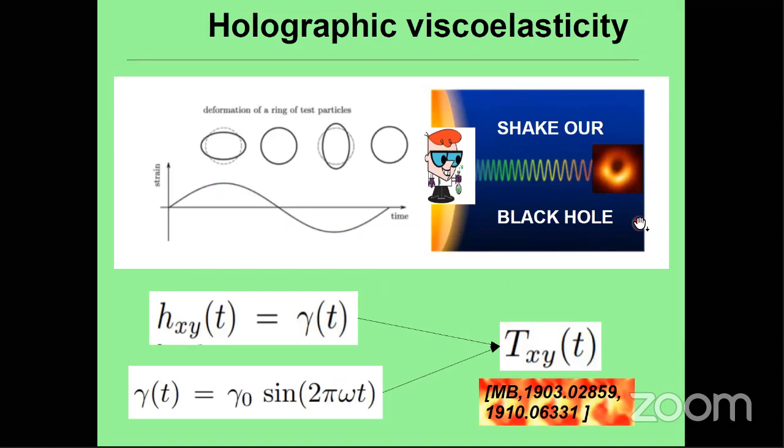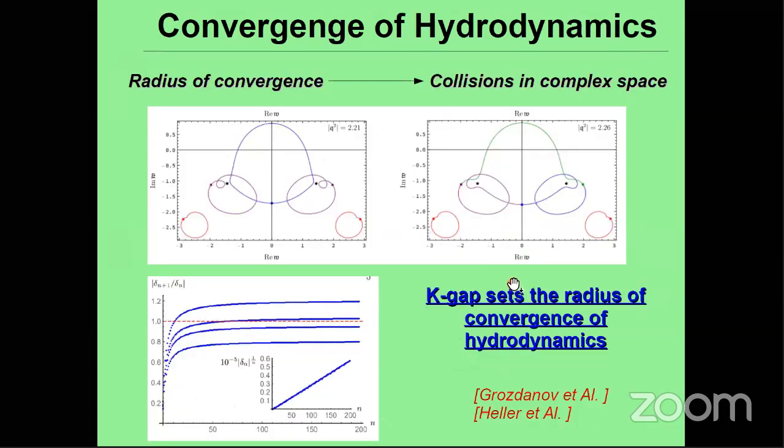Now, Matteo, this was the first, Matteo, yeah. Sorry, I didn't quite follow your talk. So you concluded in the previous slides that the K-gap sets the radius of convergence. Without weakly broken symmetry, the K-gap is 0, right?